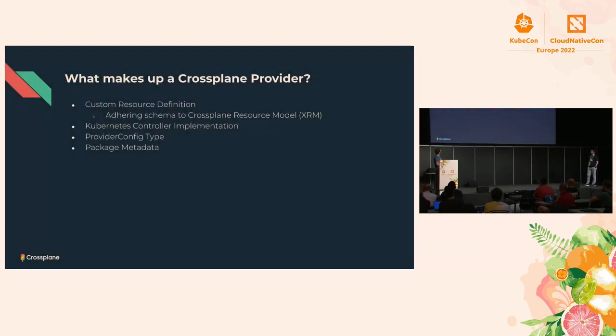Technically, what makes up a Crossplane provider is first a custom resource definition for its type, which is a schema. One thing that is different from generic Kubernetes controllers is that we have this concept of XRM, the Crossplane Resource Model, which we will go into in detail in a minute. Then the implementation of the Kubernetes controller reconciling that CRD, and then the provider config type, which is also a Crossplane-specific term that tells, for every resource, how it will authenticate to the target API. For AWS, for example, this points to a secret with an AWS access key and so on. So per resource, you have to say, this is the provider config that you should use for this resource. And then the package metadata. These providers are packaged as OCI images, and you can use the Crossplane package manager to install them.